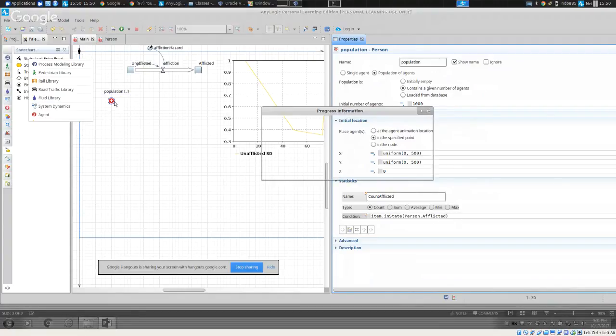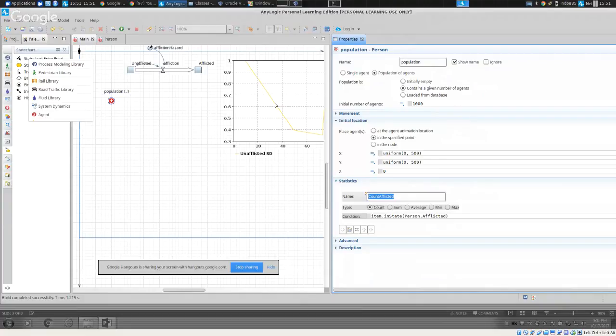Okay? So what did I do? I went to the population, I went to statistics, I created something, its name is count afflicted. I made it type count, which it was by default, and I put in the condition item, that's the name of the person. So it's going through each person in the population, calling them item and asking, are you in the state person.afflicted? That is afflicted with respect to the person class, not afflicted with respect to the main class. Okay? Are we okay with that? Okay, ladies and gentlemen, next, who needs more time? Who needs me to answer a question about this?